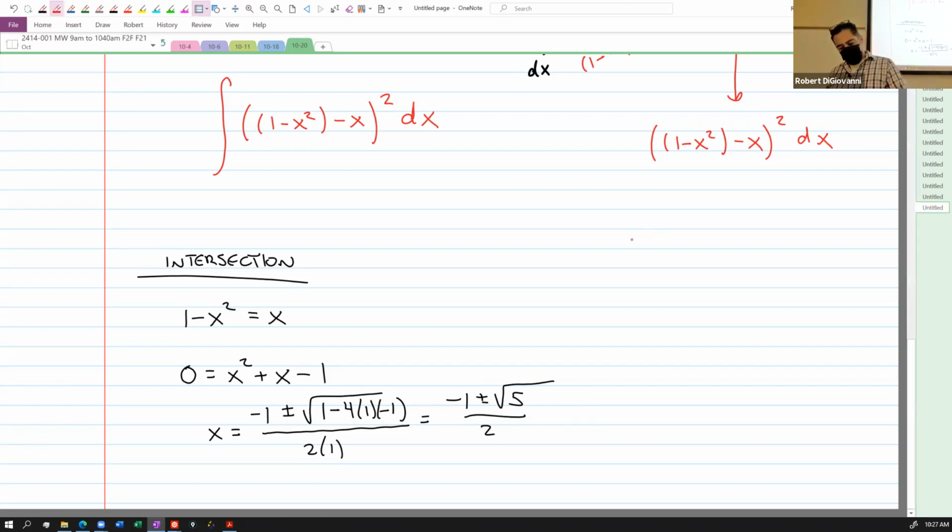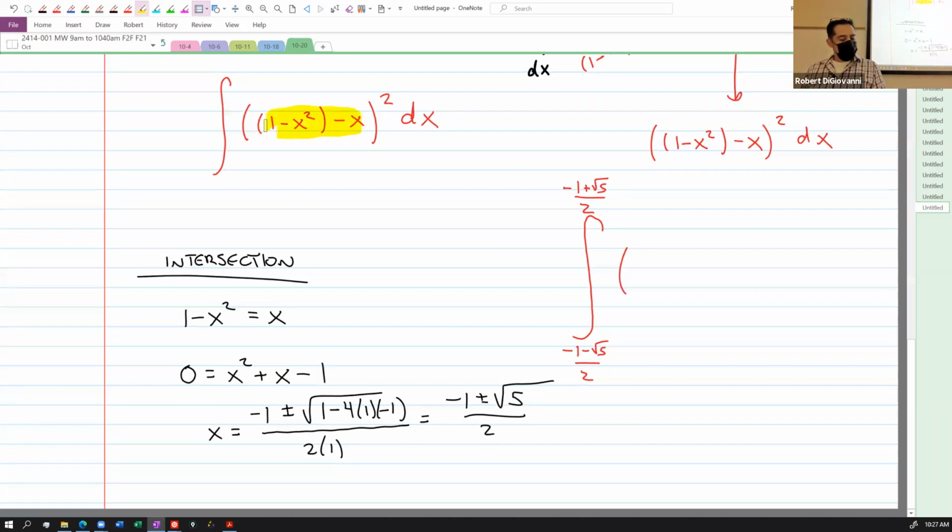So I think I'm ready. My integral is going to go from negative 1 minus root 5 over 2 to negative 1 plus root 5 over 2. Right? Those are my two x-intercepts. The one on the bottom is negative. The one on the top is positive. And then, well, I guess I could have cleaned this up a long time ago, right? I could have just dropped the parentheses and just done 1 minus x squared plus 1 minus x squared minus x. It doesn't matter how you write it. I'll leave it. 1 minus x squared minus x squared dx. There it is.